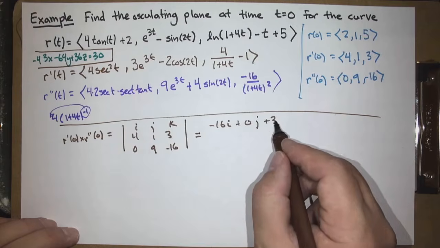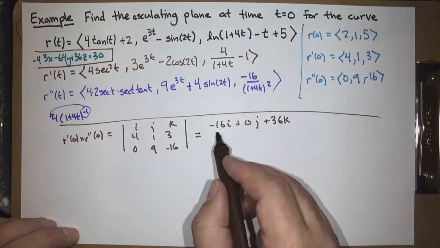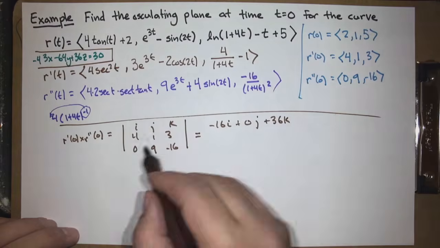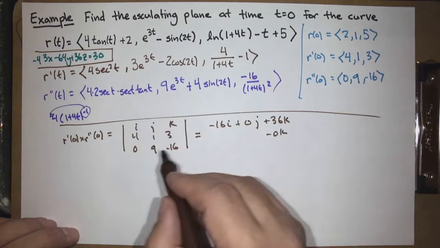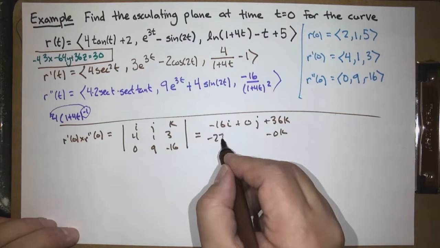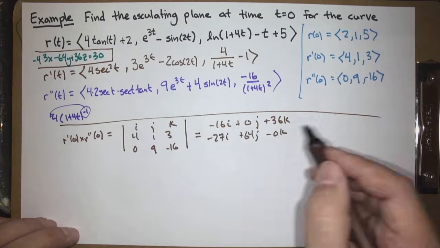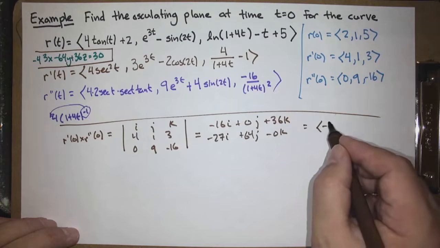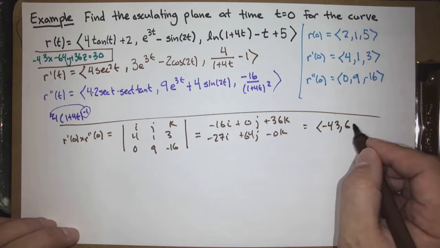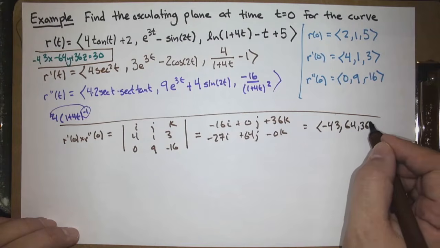And we start filling in values. So we get minus 16i plus 0j plus 36k. Subtract 0k. Subtract 27i. And then we're going to add 64j. Which makes this a negative 43, a positive 64, and a positive 36.